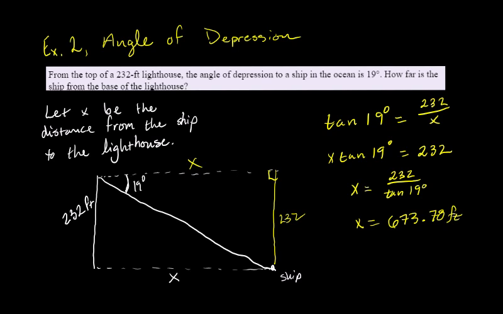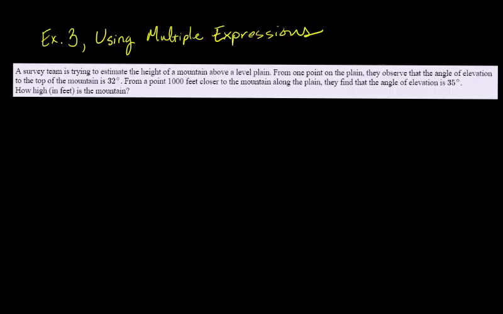So here we go. Feel free to hit pause and practice some of your homework with those, but we're going to do one where you have to use multiple trig functions. So here we are. It says a survey team is trying to estimate the height of a mountain above a level plain. From one point on the plain, they observe that the angle of elevation to the top of the mountain is 32 degrees. From a point 1,000 feet closer to the mountain along the plain, they find that the angle of elevation is 35 degrees. How high in feet is the mountain?